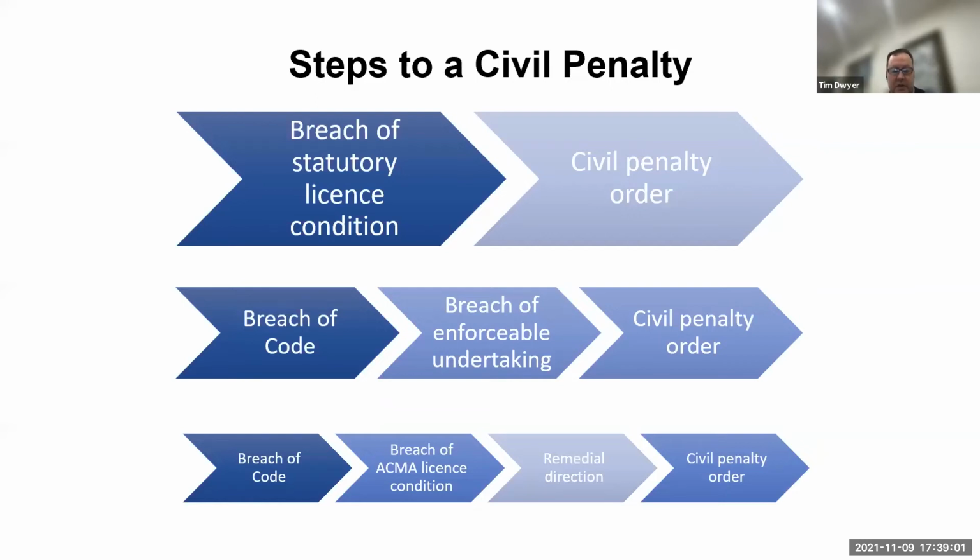We can see that for a less serious breach of the code, which happens quite frequently, of course, there are more steps than for a breach of the license condition, the one at the top. There are more steps in the second and third regulatory enforcement flows. So that's just a little indicator of different levels of enforcement, if you like.